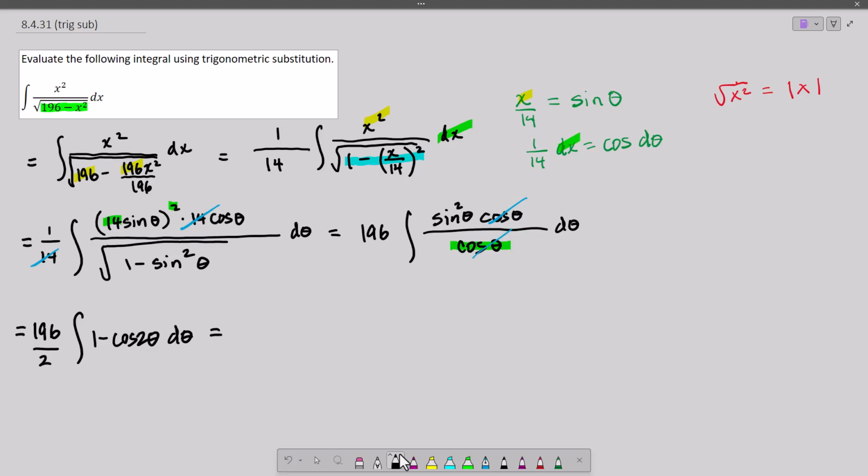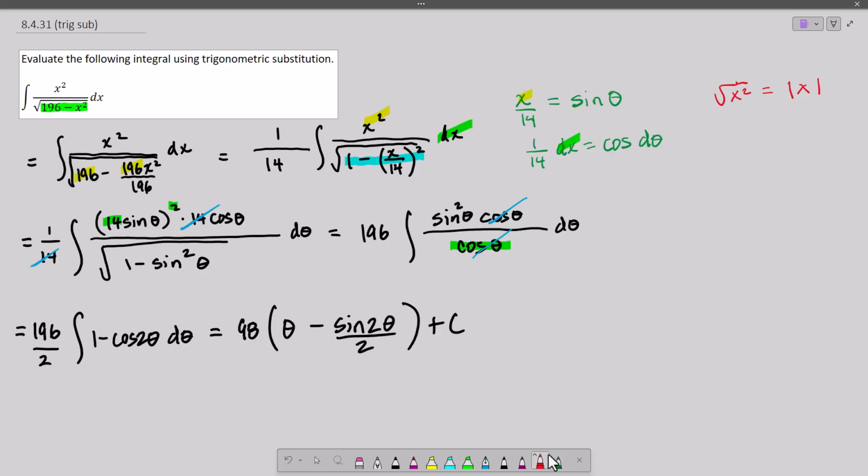And now we can integrate. And so the integral in the front, let's simplify that. When we integrate 1, we get theta. When we integrate cosine, we get sine of the same angle. That angle is linear and it has a derivative of 2, so we have to use reverse chain rule, and then we get our constant of integration.